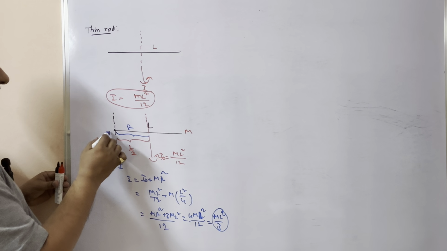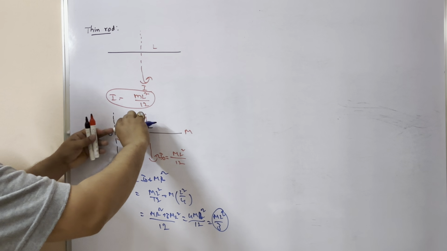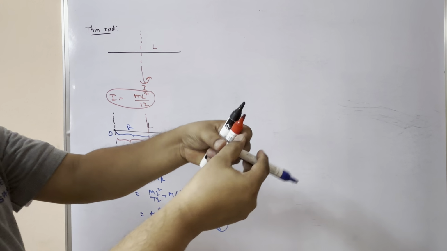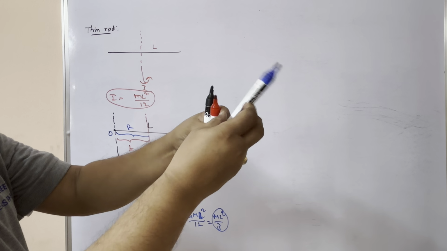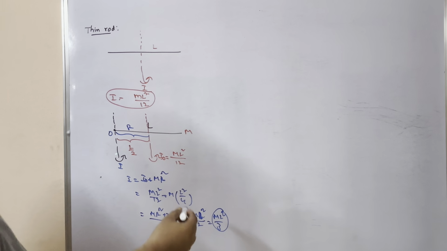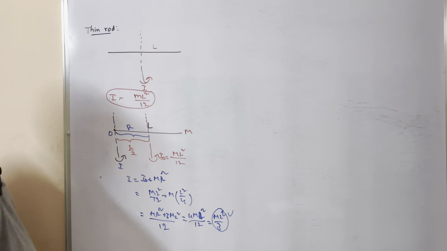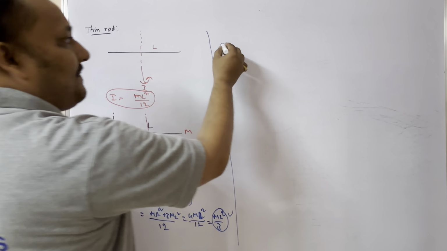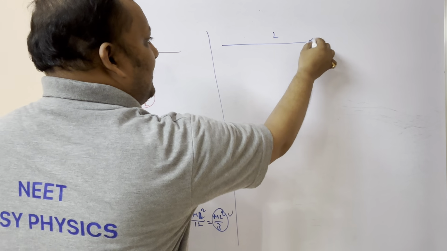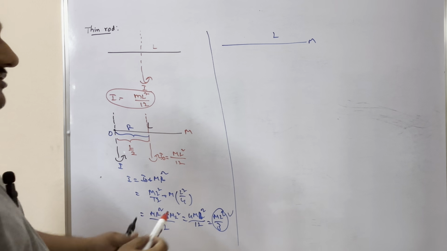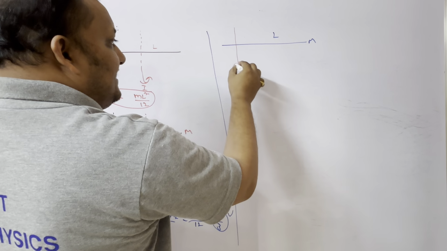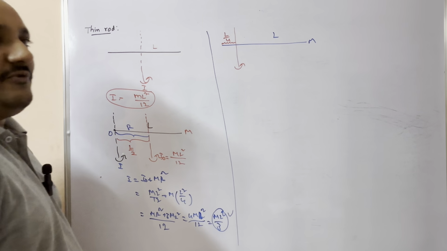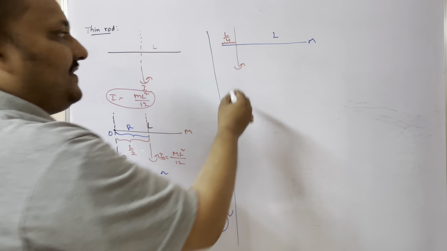So, about one end of the rod, if it is rotating like this, what is the moment of inertia? M L square by 3. Sometimes they will change this axis. If L is the length and M the mass of the rod, they will give this axis at a distance L by 4 from one end. Then what is the moment of inertia about this axis?